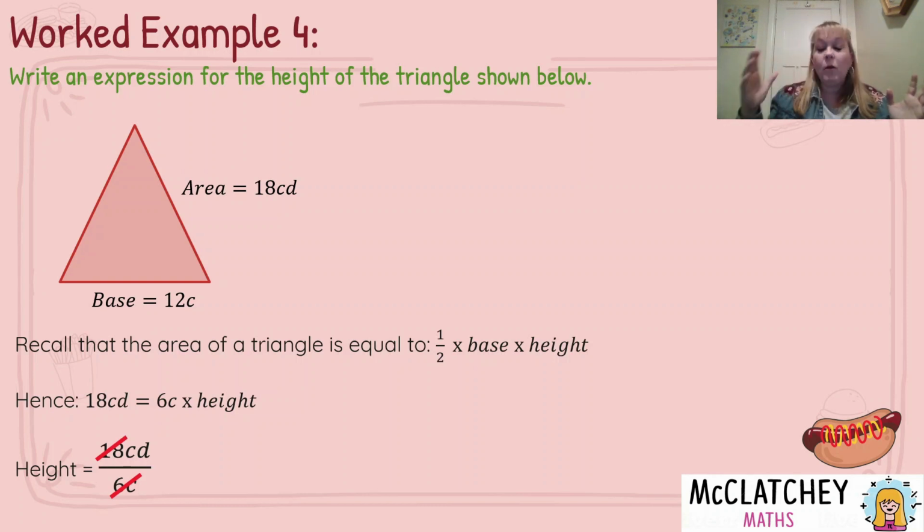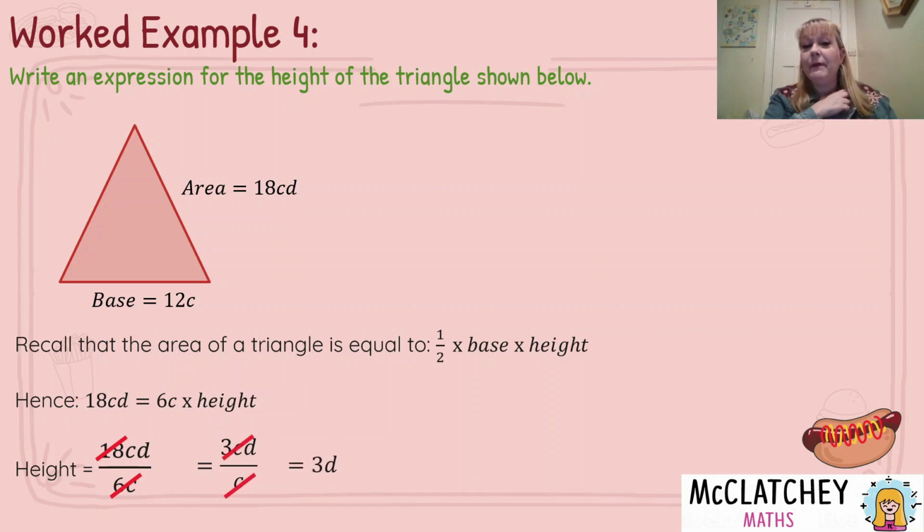Now this is a little bit complex because we haven't talked about solving yet, and we will in future videos. But to undo multiply, and we're going to talk about this a lot more, to undo multiply, we divide. So we're dividing both sides here by 6c. Now first of all, you can see 18 divided by 6 gives 3. So 3 will be on the numerator. So that will be 3cd divided by c. c divided by c is just 1. So that means we can cancel out the 2 c's and we're left with just 3d as our expression for the height.